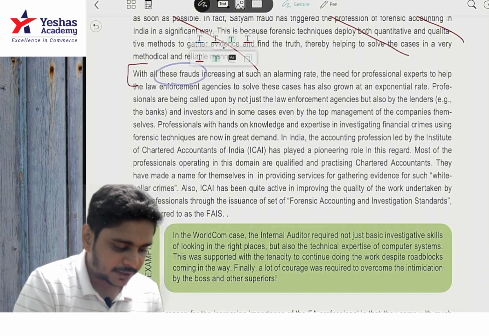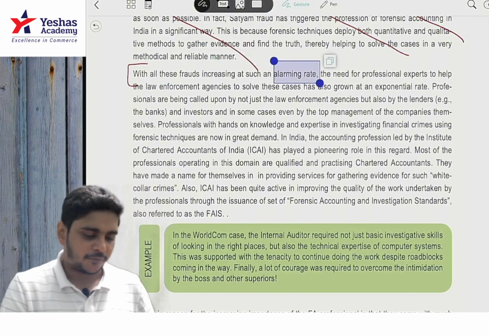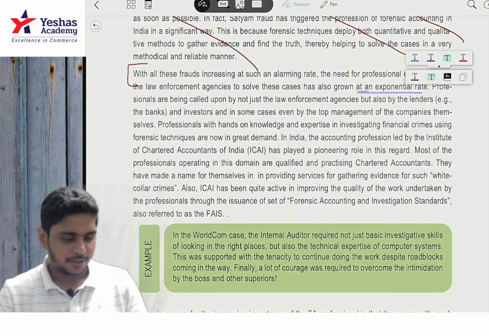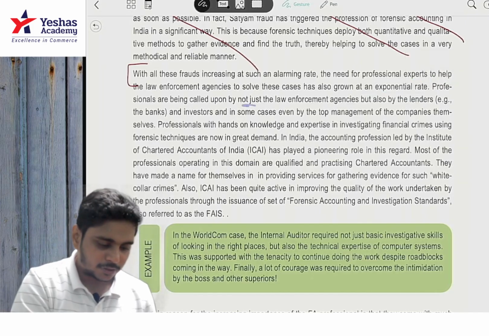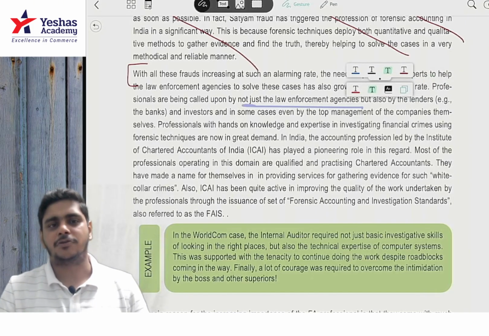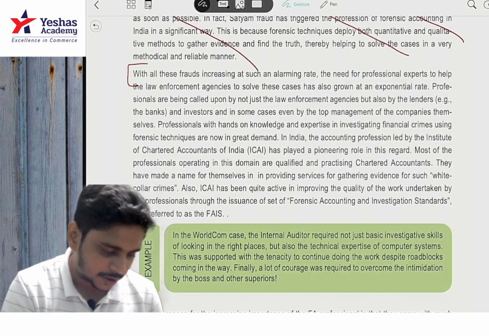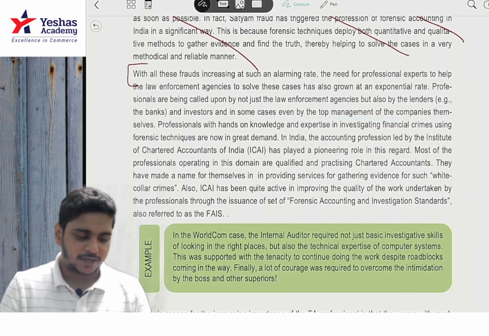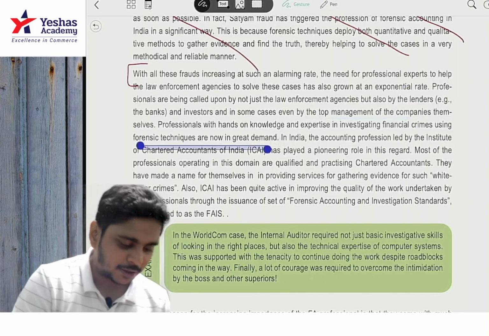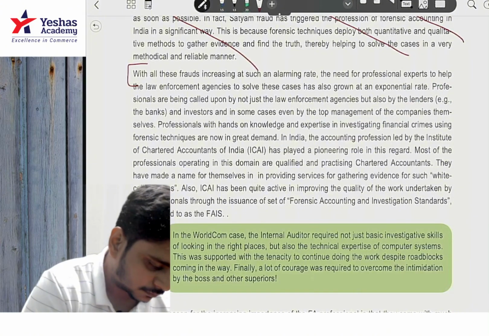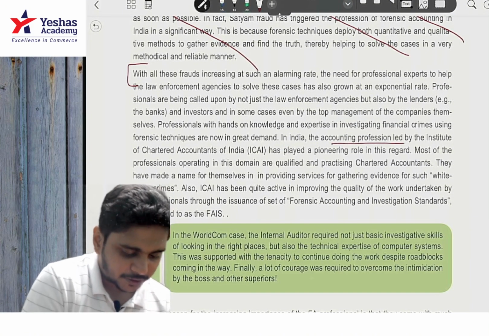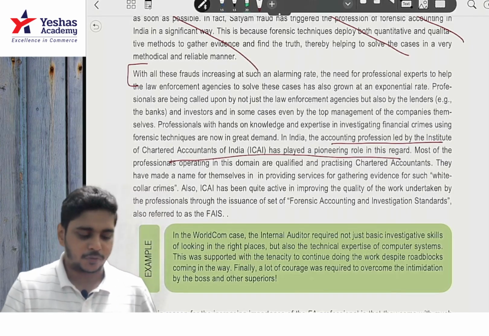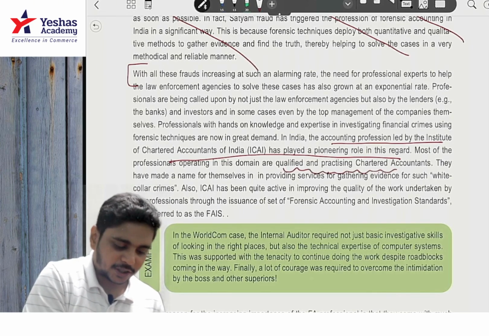With all these frauds increasing at an alarming rate, the need for professional experts to help law enforcement agencies solve these cases has also grown at an exponential rate. Now, professionals are being called upon not just by law enforcement agencies but also by lenders like bankers, investors, and in some cases the top management of companies also. Professionals with hands-on knowledge and expertise in investigating financial crimes using forensic techniques are now in great demand. In India, please underline this, the accounting profession led by ICAI has played a pioneering role in this regard. Most of the professionals operating in this domain are qualified and practicing chartered accountants.